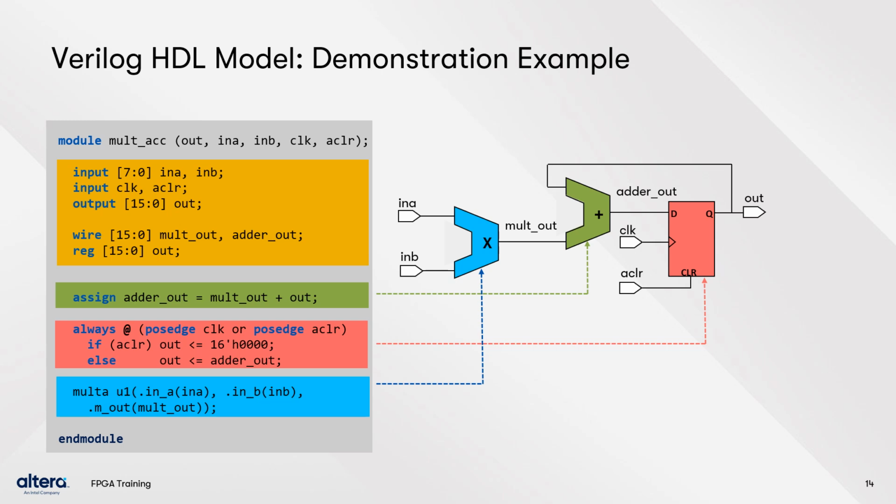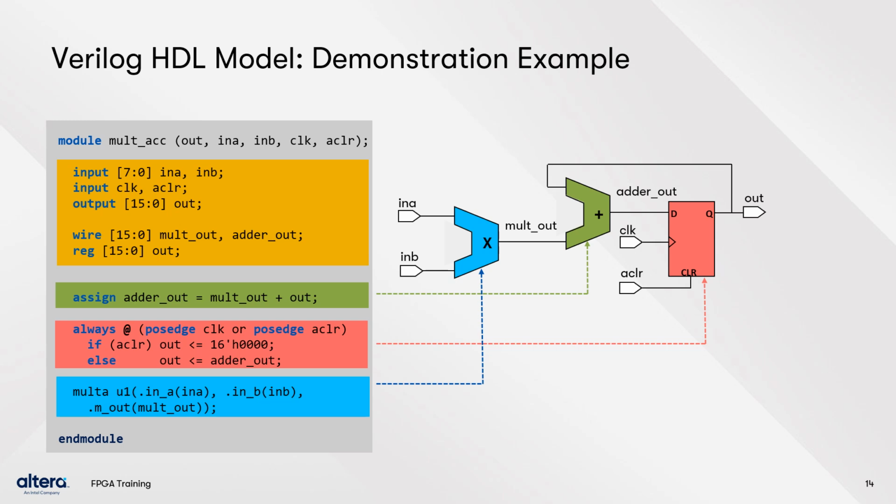This is Verilog HDL code for a model which produces a multiplier accumulator block shown on the right. At the top, the mult_arc module is declared along with a list of the input and output ports. The orange section is the port and data type declaration for all the variables and ports that will be used in this module.